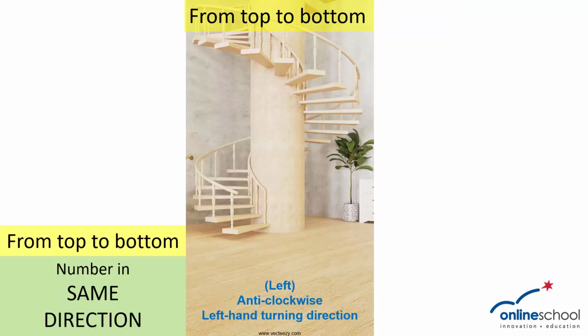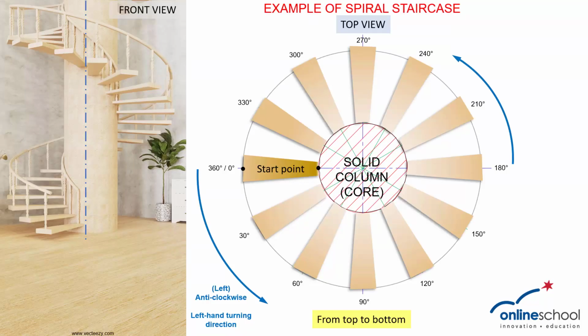Now let's take a look at the left-handed turn or anti-clockwise direction from the top to the bottom. We remind ourselves that we now have to number in the same direction as that of the turn. Here we can see the starting point. We can see the direction indicated by the arrows. Please always indicate the arrows to show the turn of direction, which in this case is the left-handed turn or anti-clockwise direction.